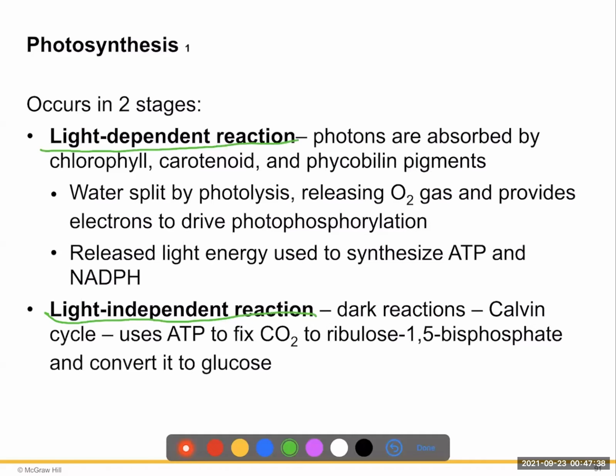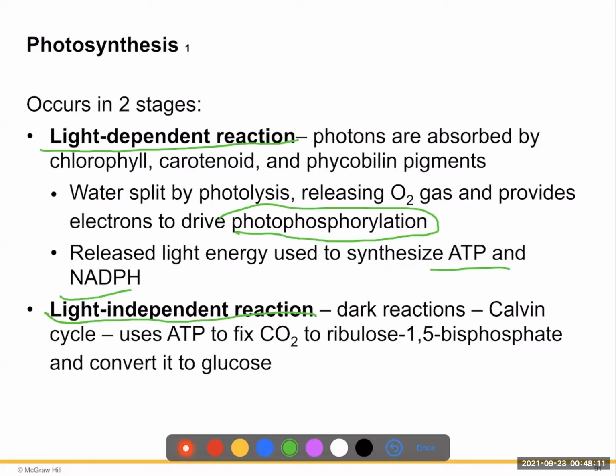So photons are absorbed by chlorophyll, carotenoids, and phycobilin pigments. Water is split by photolysis, releasing oxygen, and provides electrons to drive the photosynthetic phosphorylation. So we're taking water, splitting it apart with photolysis, releasing oxygen gas, which is used in the electron transport chain, and we're giving off the hydrogen. The released light energy is used to make ATP and NADPH.